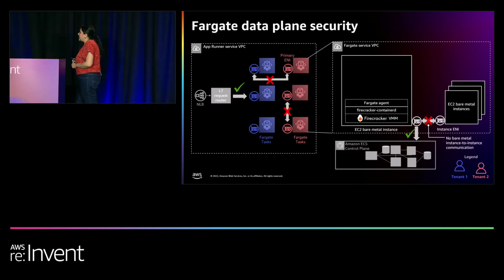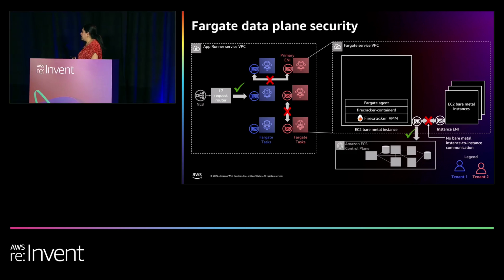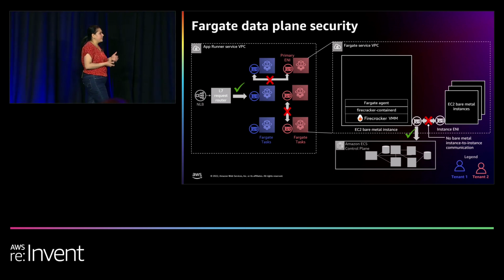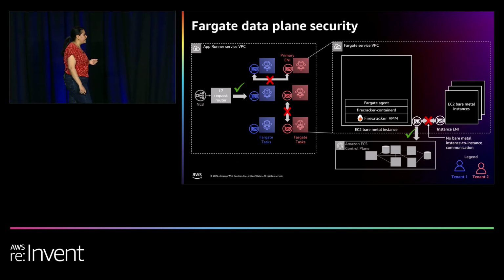The only communication that's allowed is the communication that the Fargate agent needs to perform to the ECS control plane, and any other things like image pulls that the agent needs to perform. So very controlled, the security groups there.